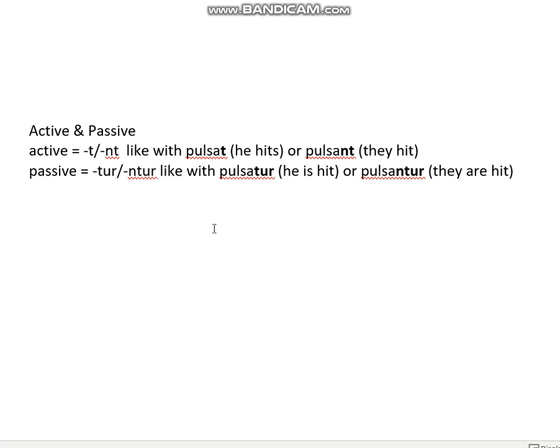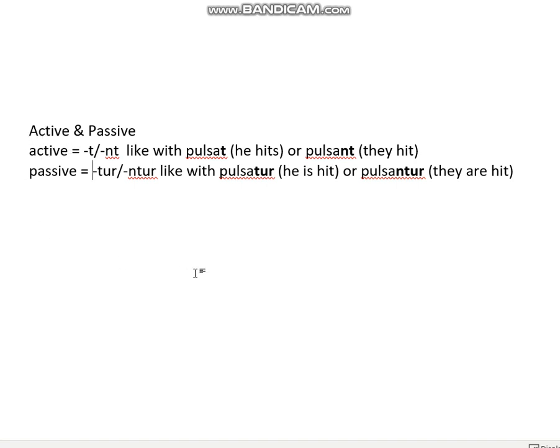The reason is that for some reason passive is very, very difficult. It's a very difficult concept for English speakers. And I think the reason is because passive sounds like past tense. So passive sounds like past.